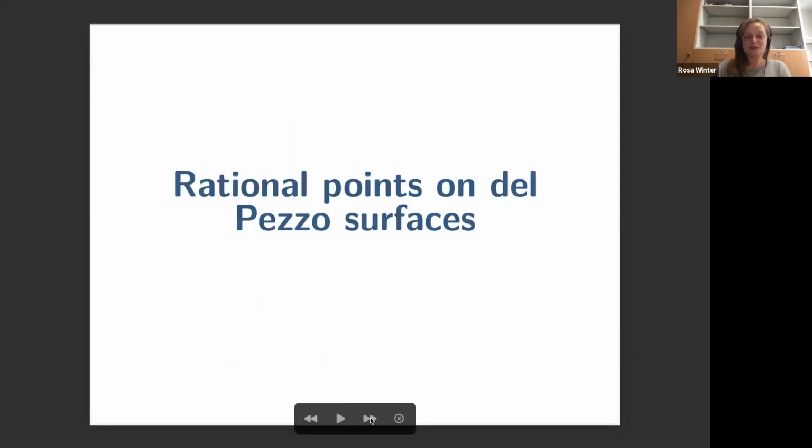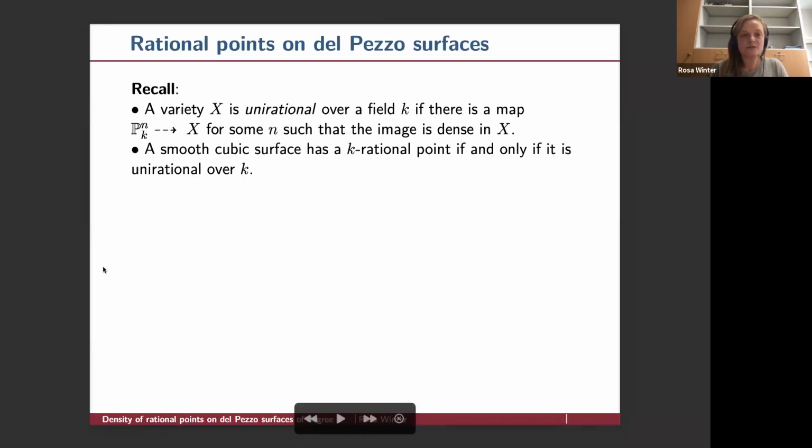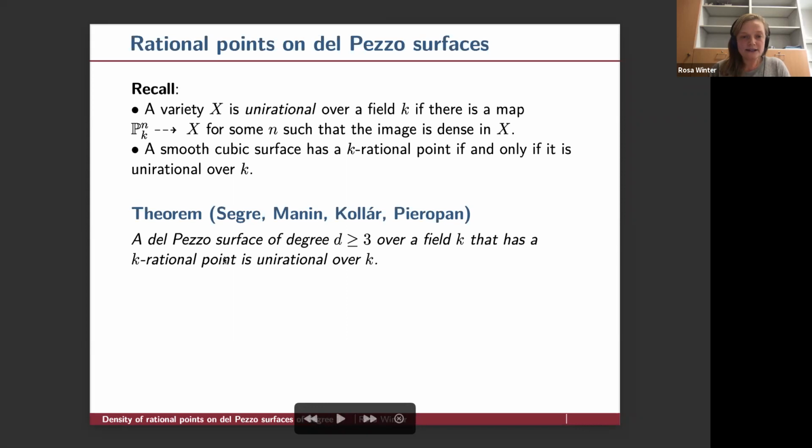So what about the rational points on the Del Pezzo surfaces? As I said before, a variety is unirational if there's a map from some projective space such that the image is dense. And I also said a smooth cubic surface has k-rational points if and only if it's unirational. This was work by Segre, Manin, and Kollár. And this result is extended to all Del Pezzo surfaces of degree at least 3.